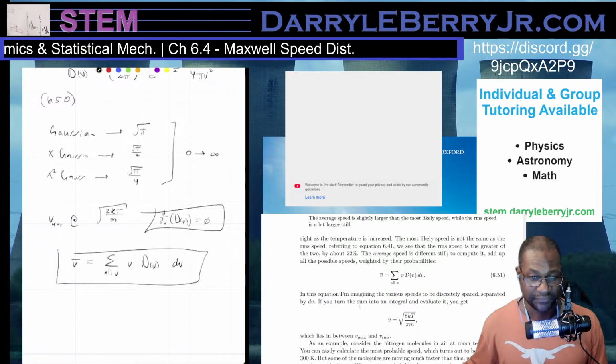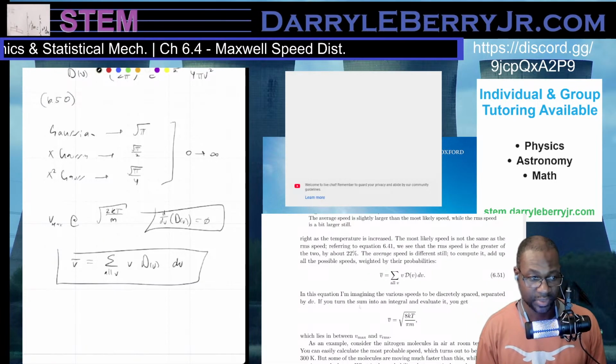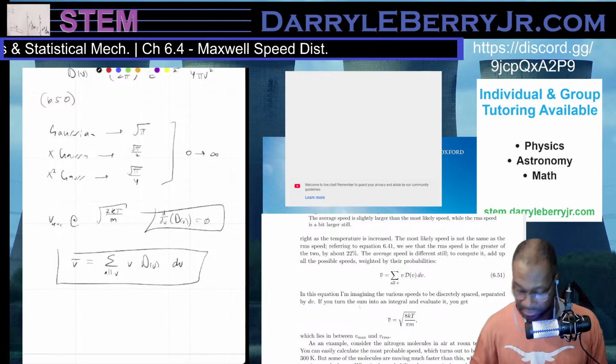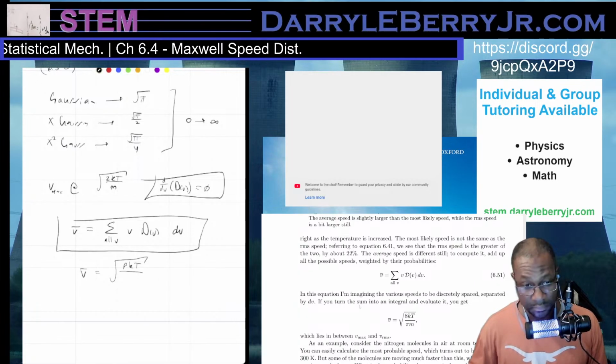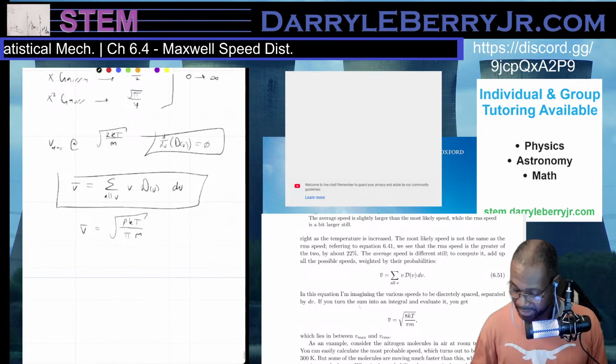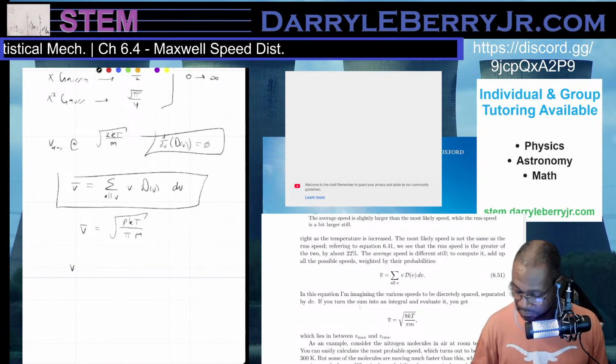In this equation, I'm imagining the various speeds to be discretely placed, separated by dv. If you turn the sum into an integral and evaluate it, you get this. So we have v max first, then v average, and then vrms, in this order.